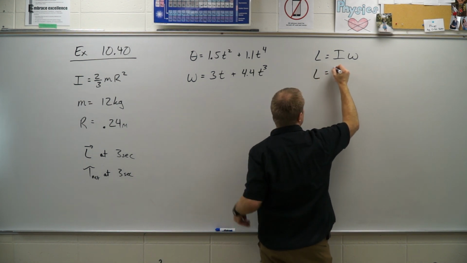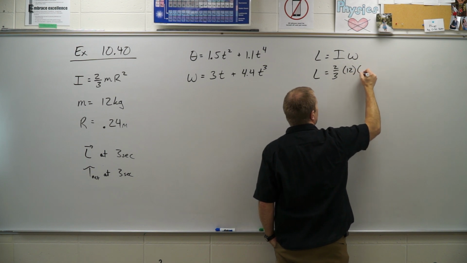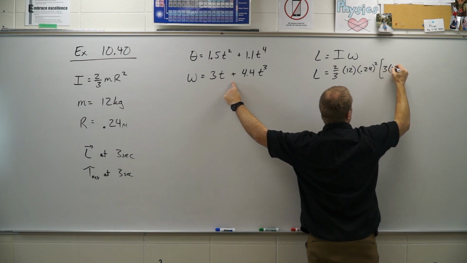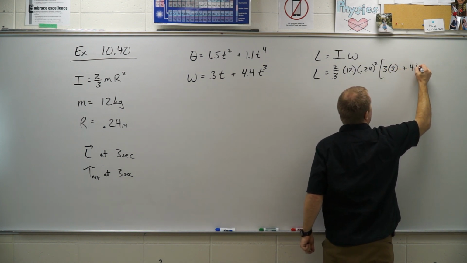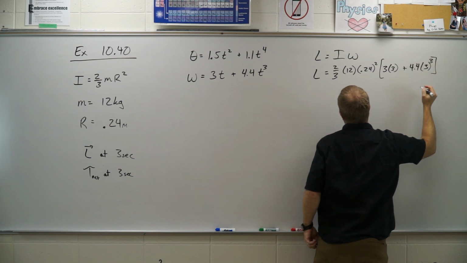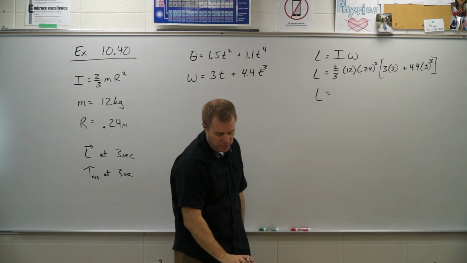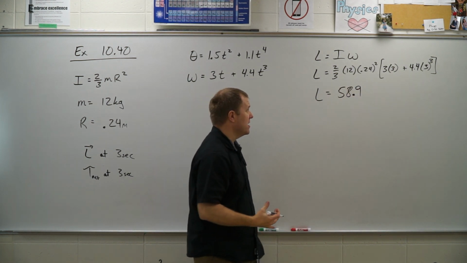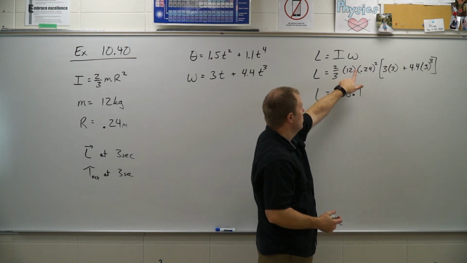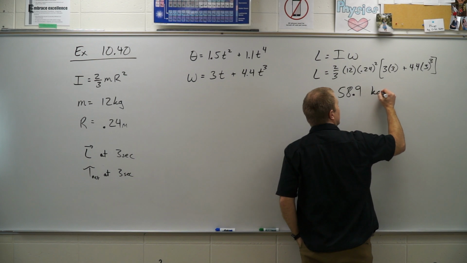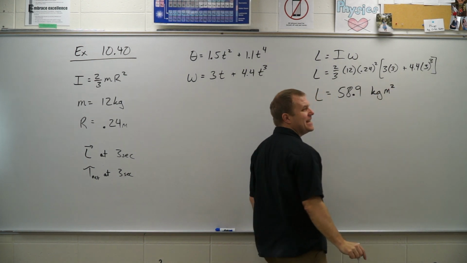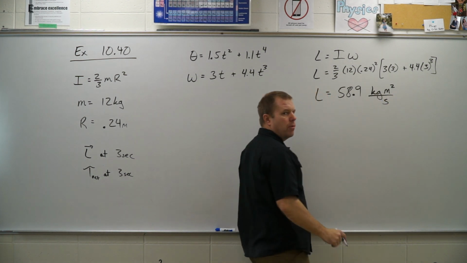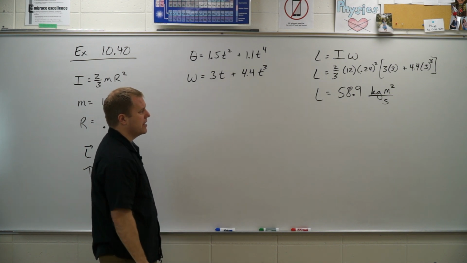My moment of inertia is going to be 2/3 times my mass, which was 12, times my radius, 0.24 squared, all times my omega evaluated at 3 seconds, times 3 cubed. All of that comes out to 58.9. Now my units: we have kilograms, meters squared, and then radians per second. Whenever I see a meter like that, the radian drops out, and so I just get the per second from that.